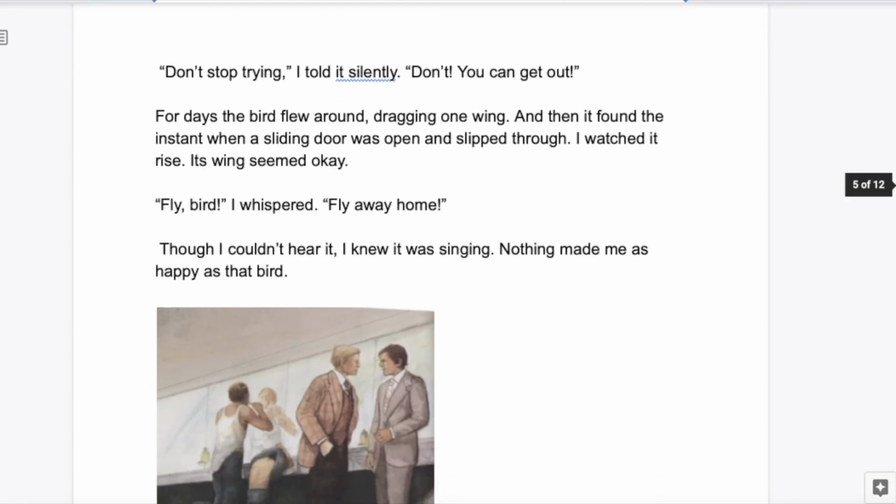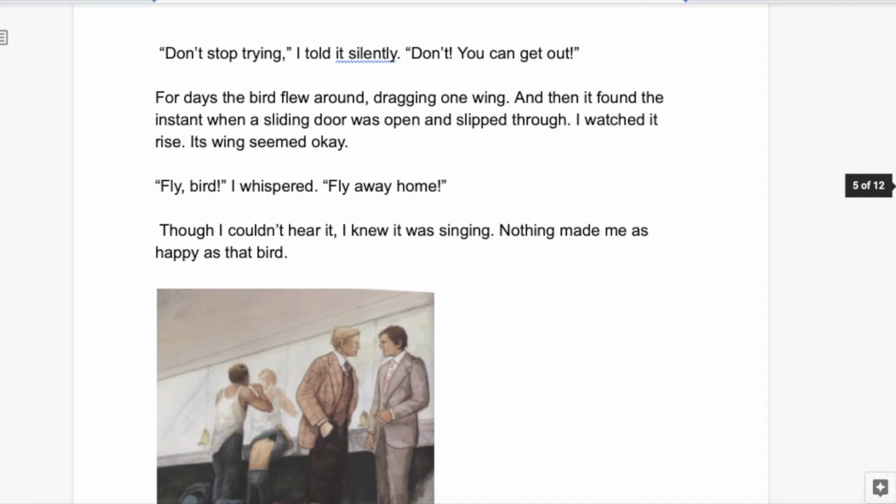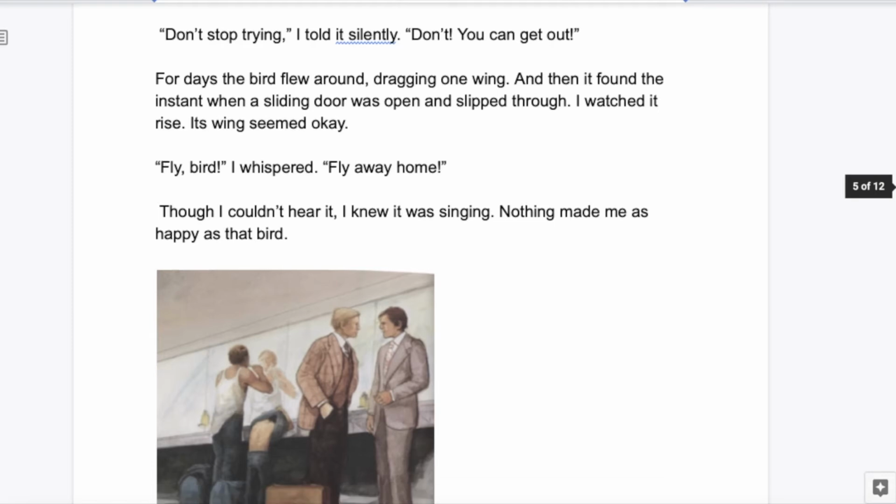Don't stop trying, I told it silently. Don't, you can get out. For days the bird flew around, dragging one wing. Then I found the instant when a sliding door was open and slipped through. I watched it rise. Its wings seemed okay. Fly, bird, I whispered, fly away home.